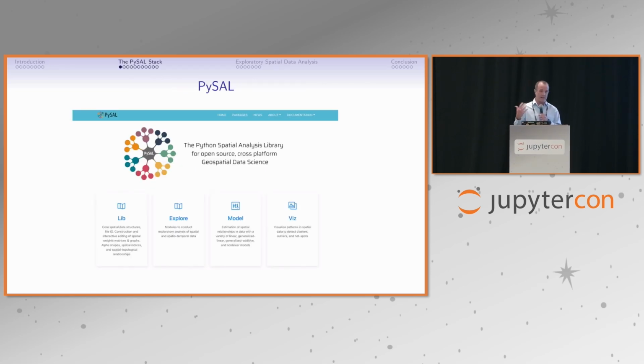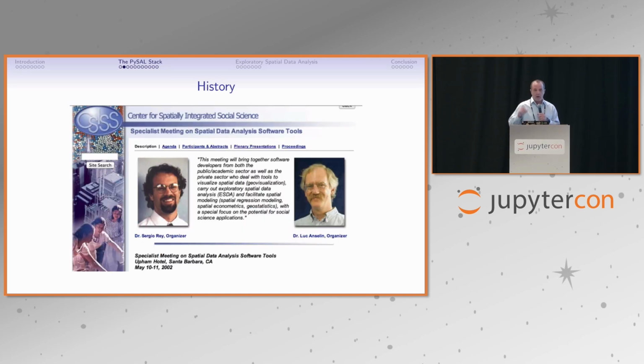And this is where PySAL came from, the Python Spatial Analysis Library. A little bit of history of where this comes from. Back in the early 2000s, there was a large NSF project to build technologies for the social sciences to introduce space into the analytical toolkit. So my colleague Luc Anselin, who's at the University of Chicago now, but at the time was at UC Santa Barbara, and I organized a workshop to bring together folks from industry and academia who were building tools for spatial analysis.